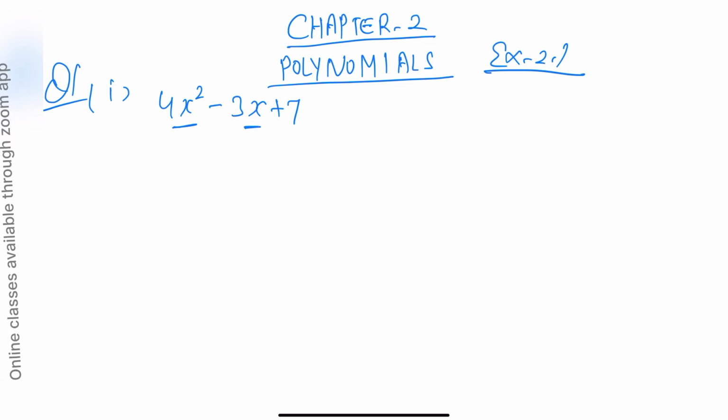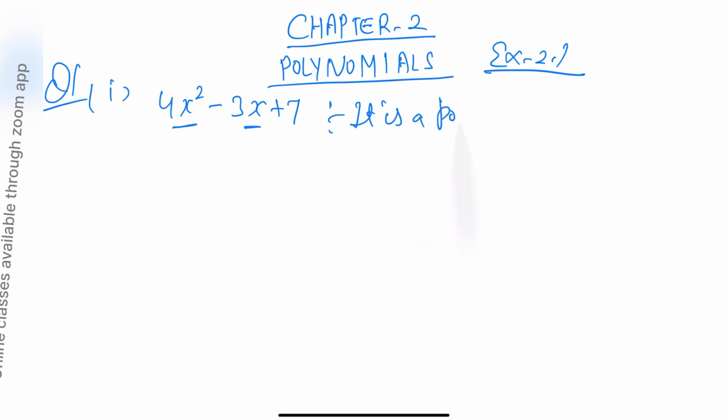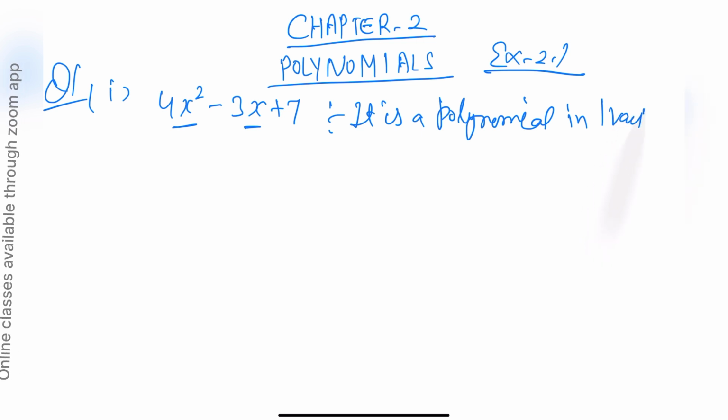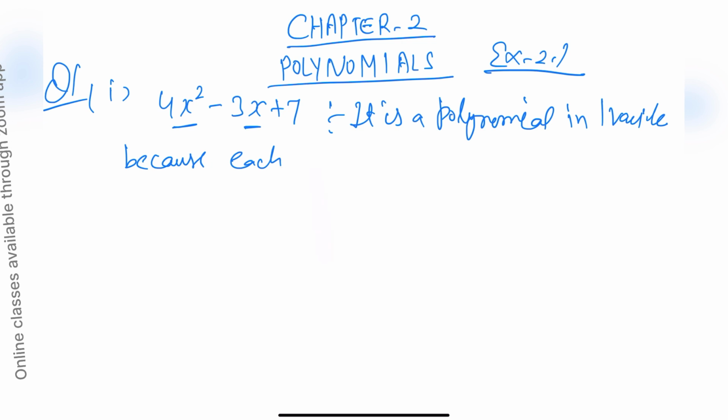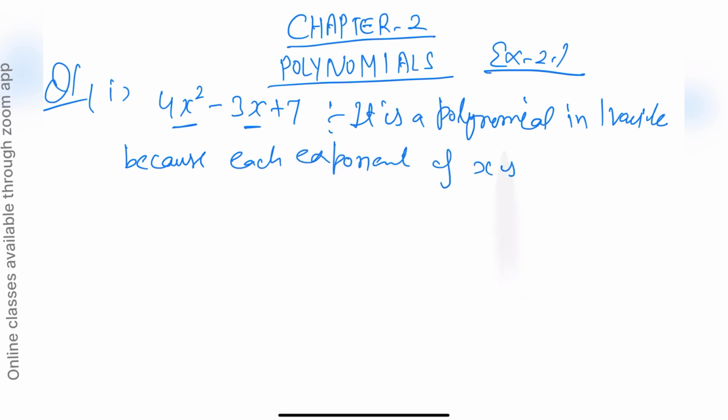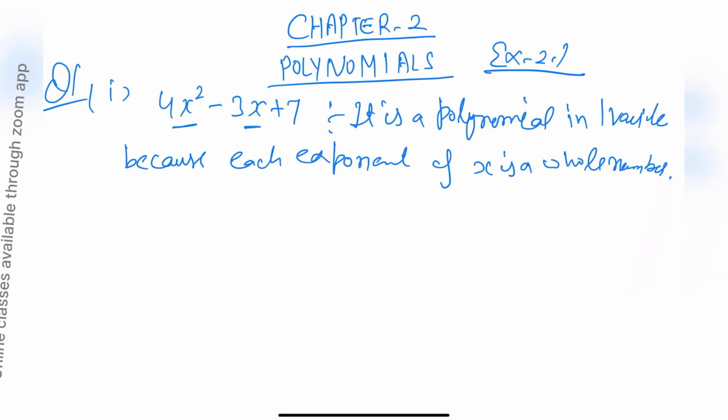So as we can see, x and x variables are there, so it is a polynomial in one variable. It is a polynomial in one variable because each exponent of x is a whole number. It means power of a variable must be a whole number, then only it is a polynomial. And to check whether it is polynomial in one variable, so variable should be same.